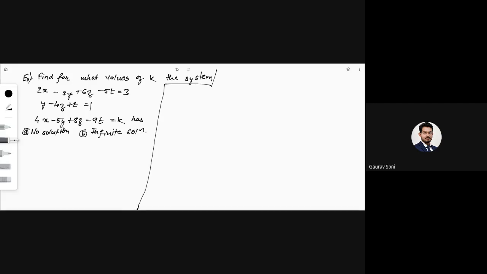So the question says that I need to find the value of k. So I have to put some condition on k in such a way that the system will have no solution or it will have infinitely many solutions. So what can we do? Anyone? What do you think?